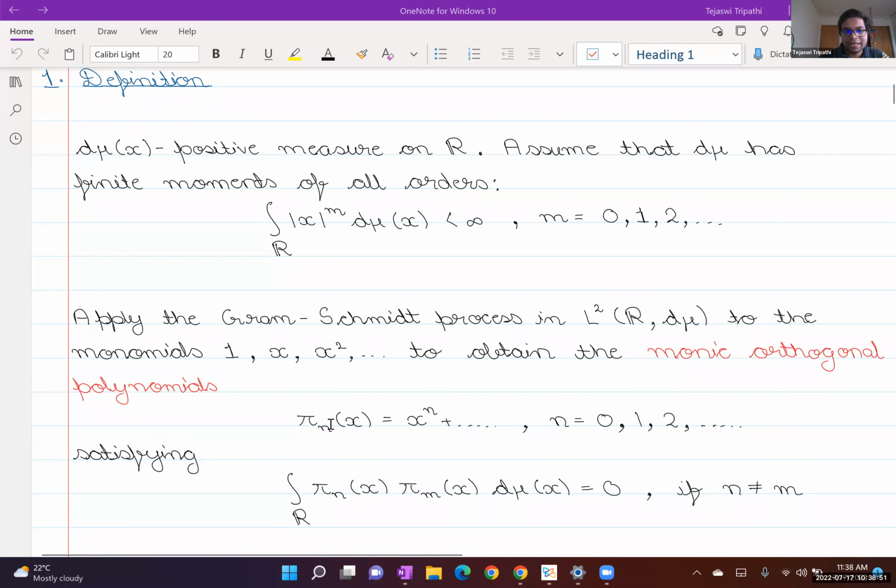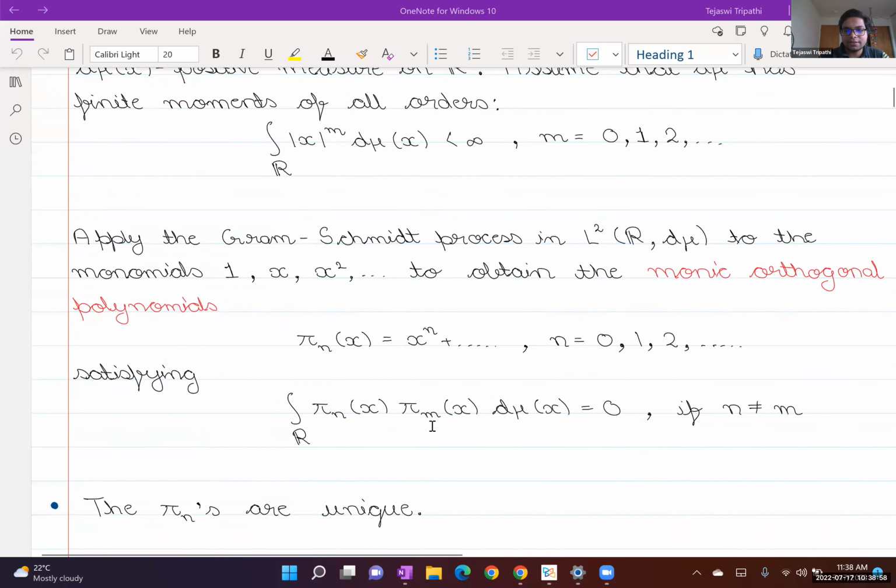So I'll give the name that the nth orthogonal polynomial is π_n(x). And it obviously satisfies these orthogonality conditions. It can be shown that the π_n's are unique. Yeah, but I'll not go into that.